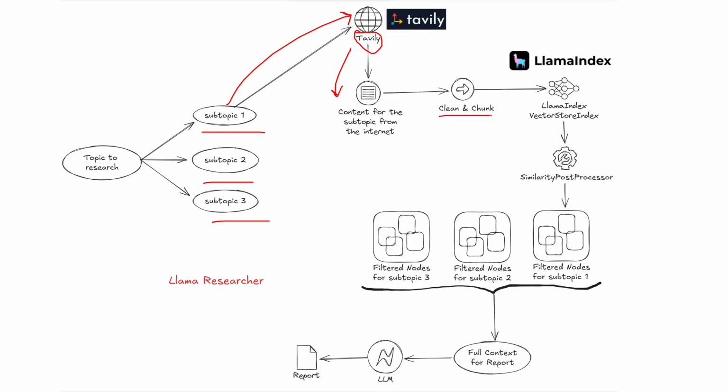Then we clean and chunk them up and create a LlamaIndex vector store retriever. And from the retriever, once we get the nodes, we use the similarity PostProcessor from LlamaIndex to filter out the nodes that are not so relevant to our corresponding subquery based on a similarity cutoff. Now we get the filtered nodes for all the subtopics, which we then combine and create the final prompt for generating the report. From the prompt, using the LLM, we create the final report.